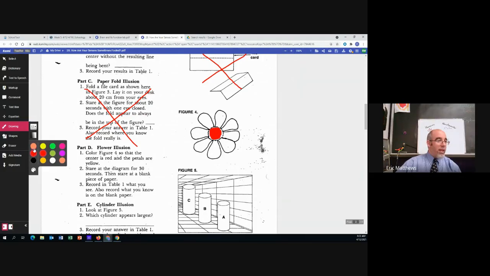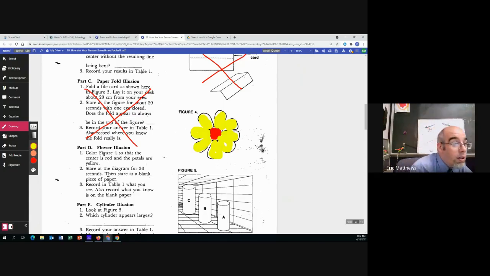Doesn't need to be perfect, as always. You'll color in each of these. All right, then it wants you to stare at it for 30 seconds.